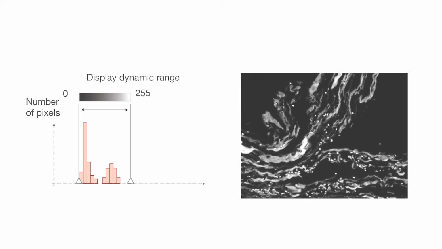A histogram and the display adjustment feature are useful tools for quickly optimizing your image acquisition settings. Try them out on your experiments to improve your imaging.